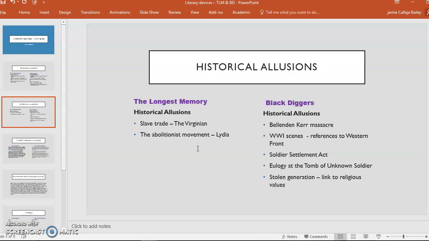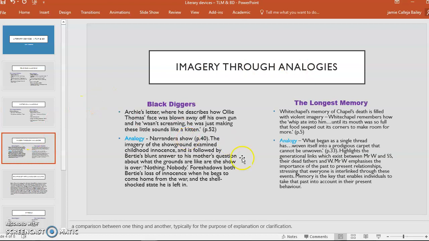We also see the World War I scenes, so references to the Western Front and the Soldier Settlement Act, but also the eulogy at the Tomb of the Unknown Soldier, so that the idea that the unknown soldier represents everyone. And like I've spoken about before, that idea of the Stolen Generation. It links to religious values and the assimilation of these religious values. A lot of these we've covered already, guys. So make sure if you're introducing them throughout your essay that you're using the buzzword. Pop it in there.